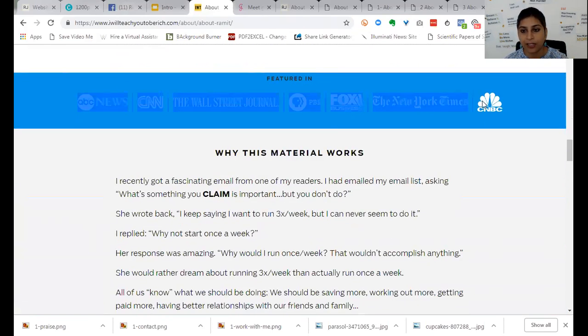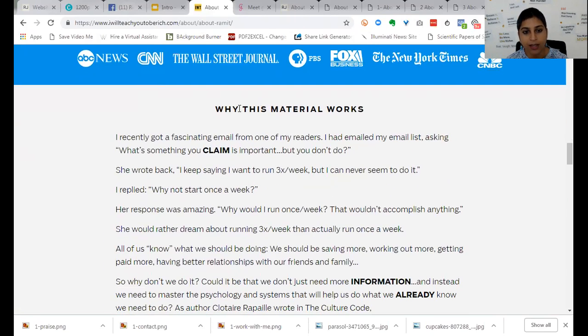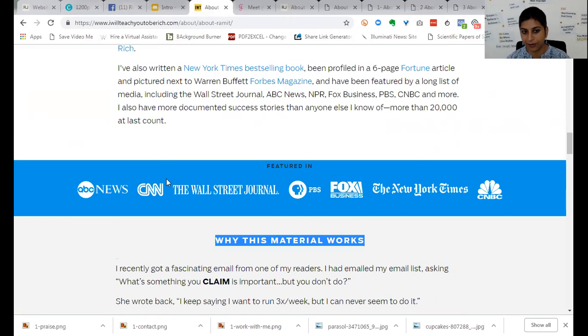And these are his authority markers, logos of all the places he's been featured. And he doesn't start off saying why he is awesome. He does that very indirectly by using all of these features and stuff.